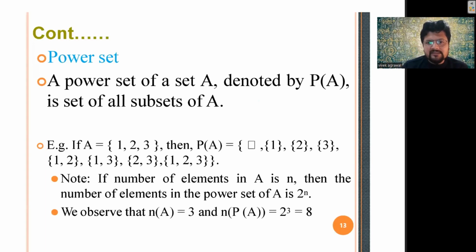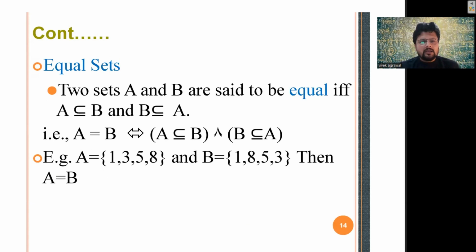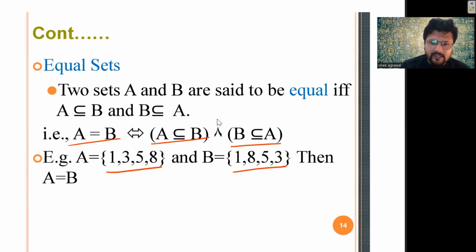Power set. A power set is a set comprising all the subsets of any given set, and the number of elements in the power set will be 2 to the power n, where n is the number of elements in the given set. Then we discussed equal sets. Two sets will be equal if they have the same elements, and the order doesn't matter in any particular set. We can also say that if two sets are equal, then A is a subset of B and B is a subset of A.